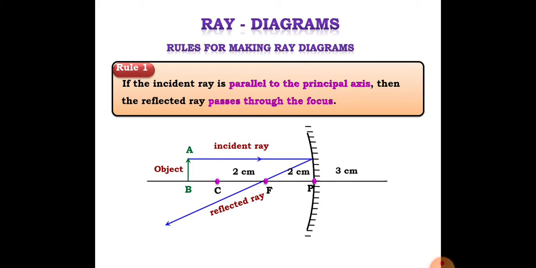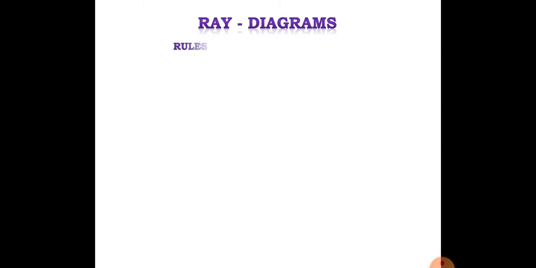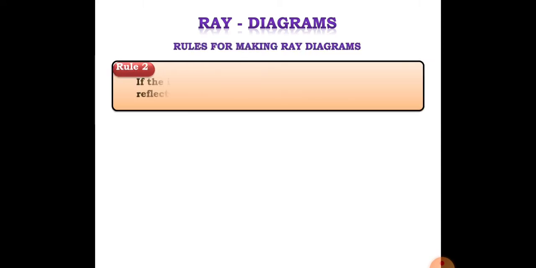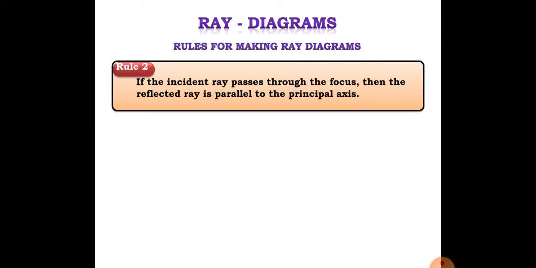Similarly, there are 2 more rules, total 3 rules that you should know. So first rule, is it clear? Now let us go to the second rule. The second rule is, if the incident ray passes through the focus, then the reflected ray is parallel to the principal axis.